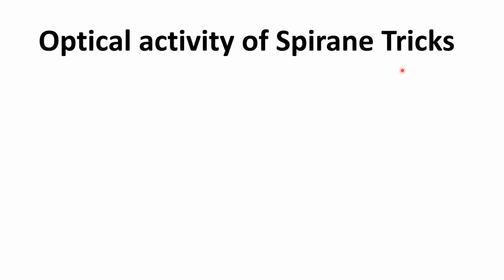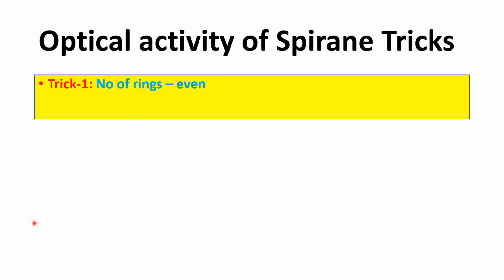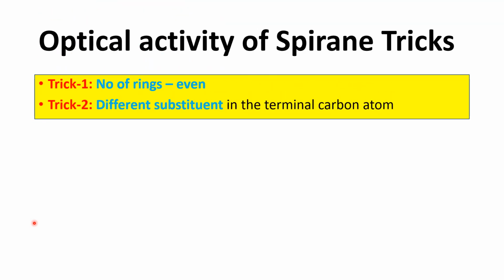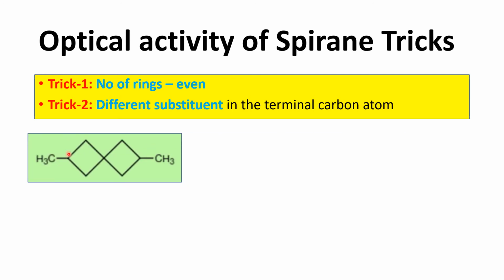What are the optical activity tricks of spirenes? As I said for allenes, the same trick we can follow here also. Number one, the number of rings should be even, and there should be different substituents on the terminal carbon atom. See, here hydrogen and CH3, two things are there. Here also hydrogen and CH3. While seeing this, it looks the same, but it is not the same. The carbon has 4 valency, so it should have 4 bonds: 1, 2, 3, and one more hydrogen is there. Okay, it is understood. So different substituents are there on the terminal carbon atom, and the number of rings should be 1 and 2, even numbers. So this is optically active.